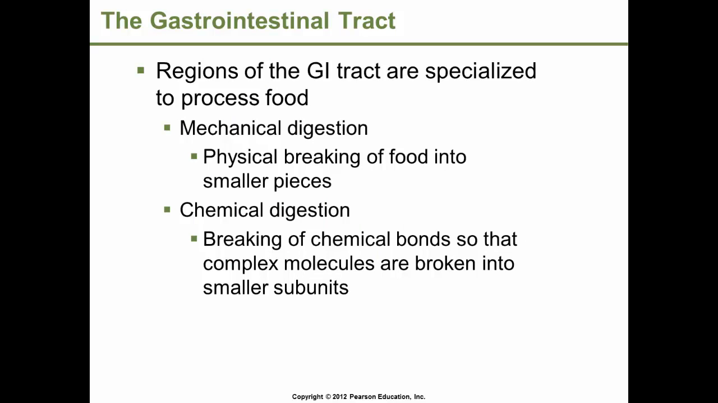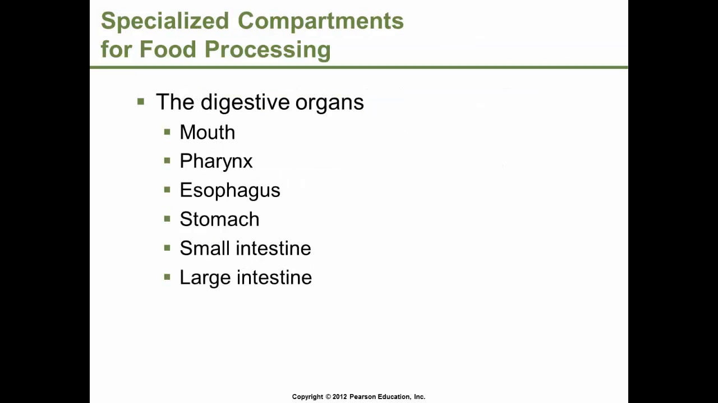Regions of the gastrointestinal tract are specialized to process food. Mechanical digestion is the actual physical breaking of the food into smaller pieces, whereas chemical digestion is the breaking of the chemical bonds so that these complex molecules we ingest are broken into the smaller subunits. This chemical digestion produces molecules that can be absorbed into the bloodstream and thus used by cells.